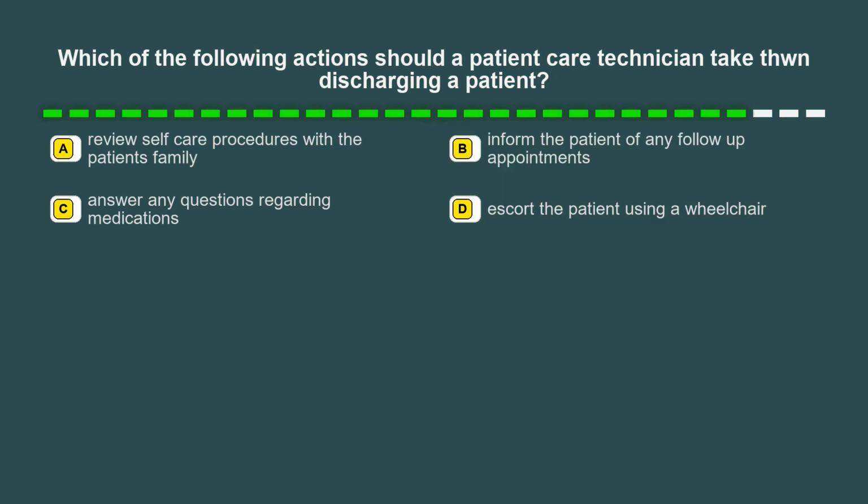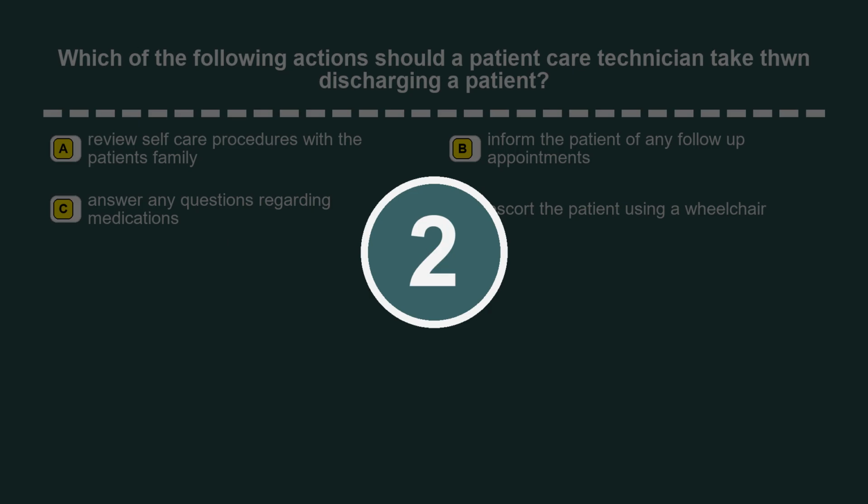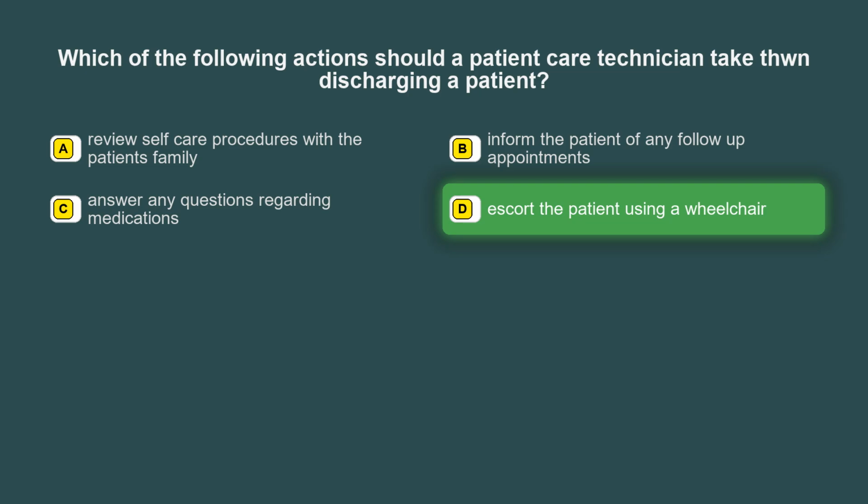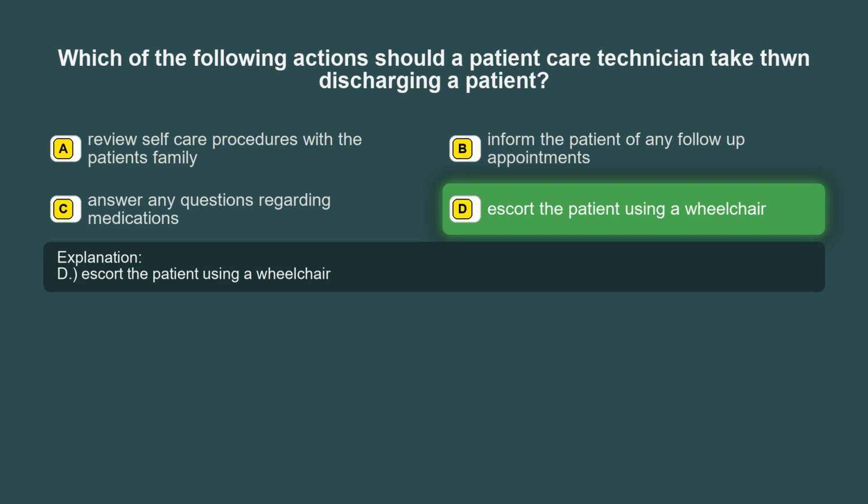Question 10. Which of the following actions should a patient care technician take when discharging a patient? Option A, review self-care procedures with the patient's family. Option B, inform the patient of any follow-up appointments. Option C, answer any questions regarding medications. Option D, escort the patient using a wheelchair. The correct answer is option D, escort the patient using a wheelchair.